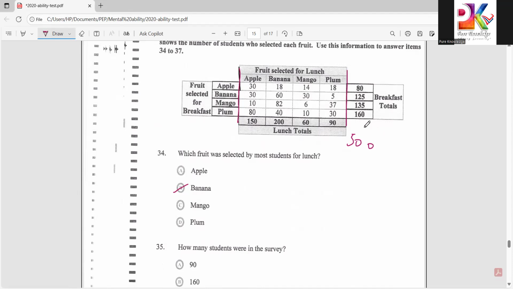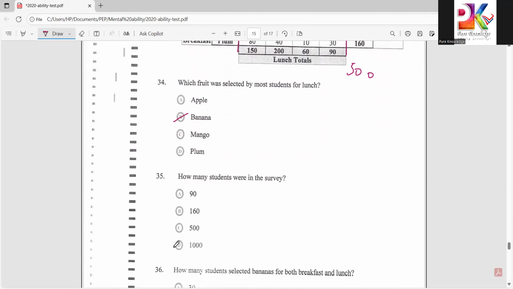Now, some of you guys will be tempted to add this 500 to this 500 and get 1,000. That would have been incorrect because the same student that picked breakfast is the same student that picked lunch. So the answer would be C, 500.